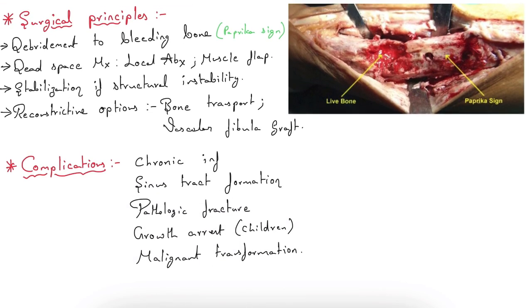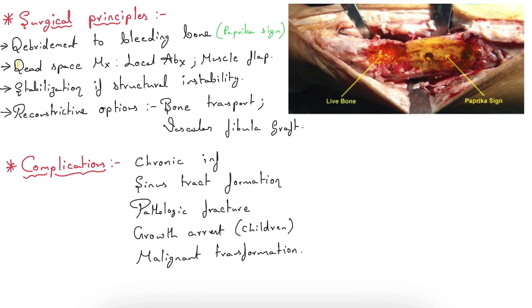Now surgical principles. What are the surgical things we can use? We can do debridement, which I already mentioned, removing the dead or necrotic tissue, down to bleeding bone, and we can see the paprika sign. Paprika sign means, if you look at this image, you can appreciate the bleeding from that bone in this area. So this part we call paprika. This is the living bone. After debridement, we can see some bleeding of the bone. That sign we call the paprika sign.